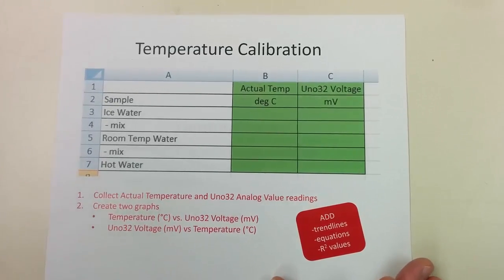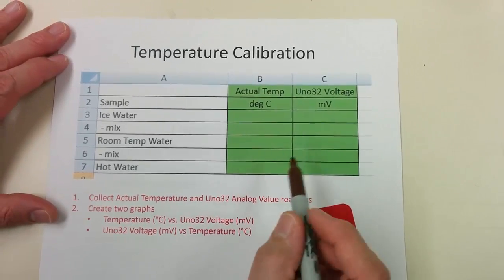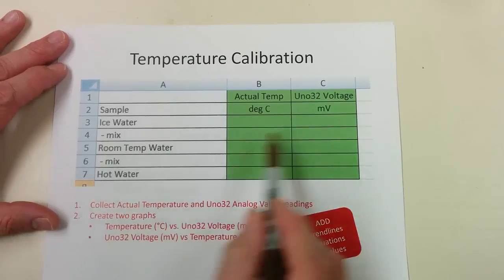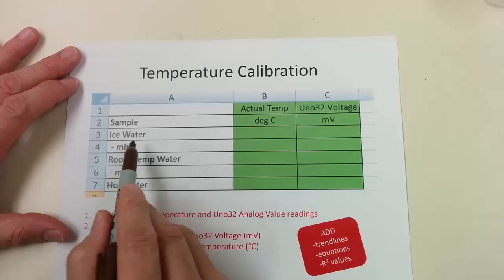Alright, so now it's time to get started on the temperature calibration. This really shouldn't take too long once you get the hang of what we're going to be doing. So this is the graph from the experimental data sheet. You should have this prepared ahead of time.